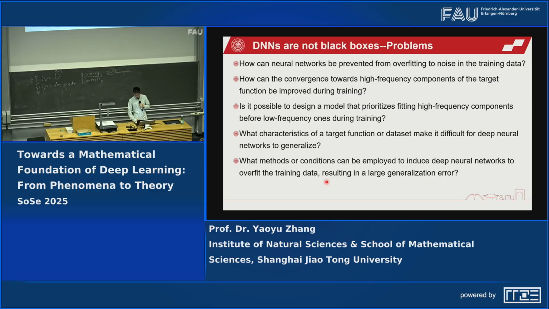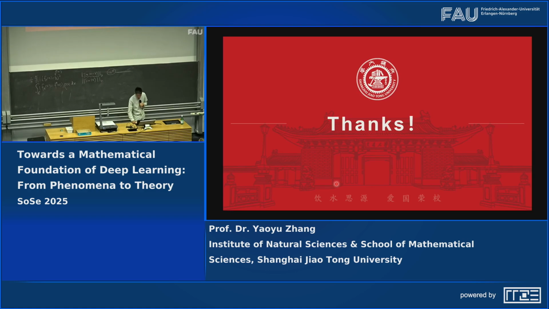And what methods or conditions can be employed to induce deep neural networks to overfit the training data? That is about the initialization I mentioned to you. The output function is kind of weird, and you can try to see if it's destined to overfit. And that is about the frequency principle part.